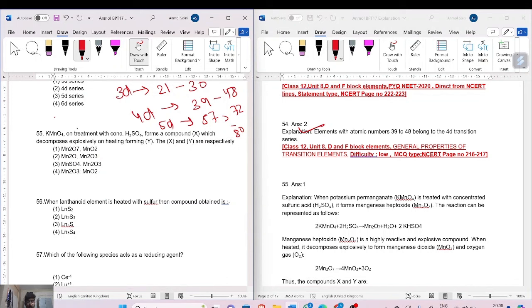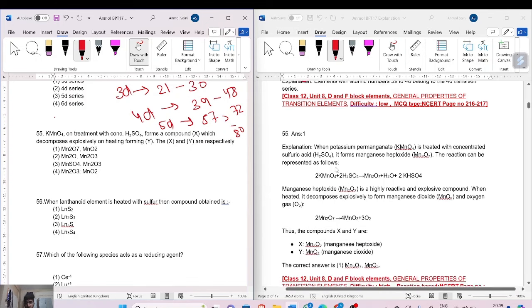Camenophore on treatment with concentrated H2SO4 forms a compound X which decomposes explosively on heating, giving Y. So we have to identify X and Y. In the d and f block, there are certain important topics, and the reaction of camenophore and K2Cr2O7 is very important from the perspective of NEET.